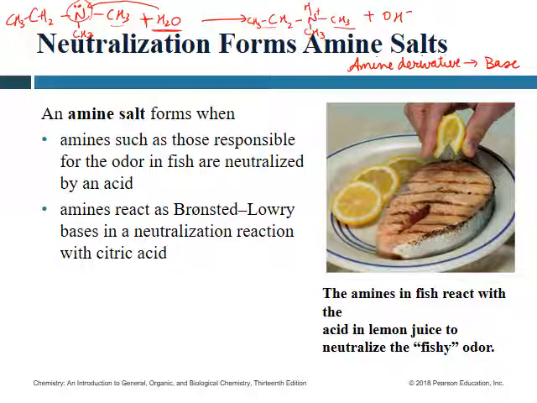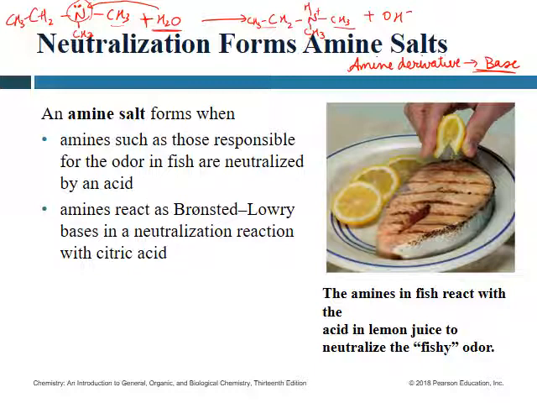Now, this is a base, right? Amines are bases. What do bases do when you mix them with acids? They neutralize. Perfect. So acid plus base neutralizes to form salt and water. That is true even here, because amine is a base. Base will react with acid to form salt and water.